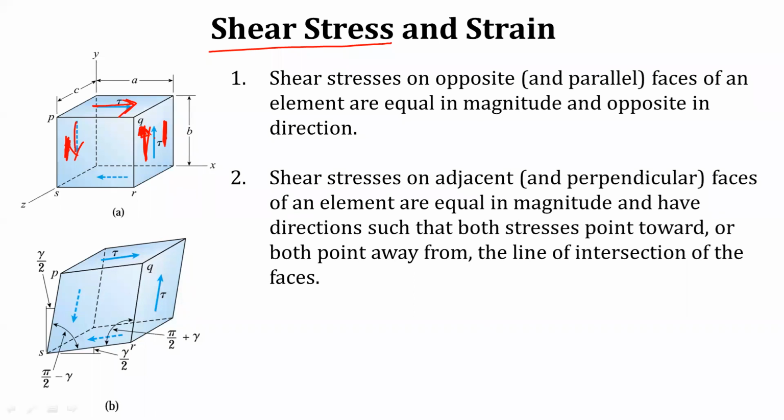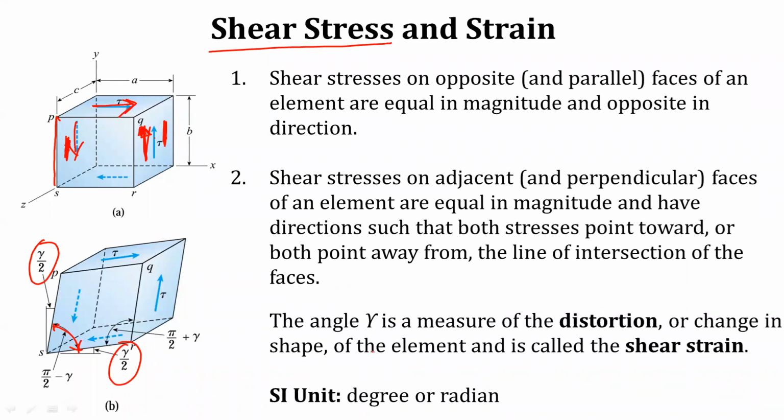If the deformation is taking place this way, because of the deformation, this parallel face will deform this way by an angle gamma by 2. This parallel face will also deform by an angle gamma by 2, half and half. And this inner angle will be pi by 2 minus gamma. See, the shear strain is nothing but the addition of this angle and this angle, correct? So that is called a shear strain.